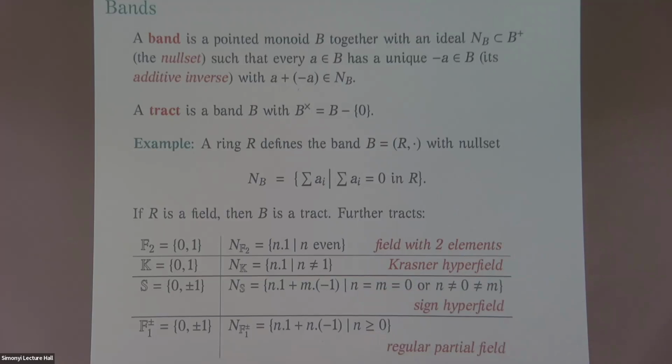Okay. The last one is the regular partial field. Here the nullset is just: we add up 1 as often as -1 to get down to 0. Similarly to the single case.